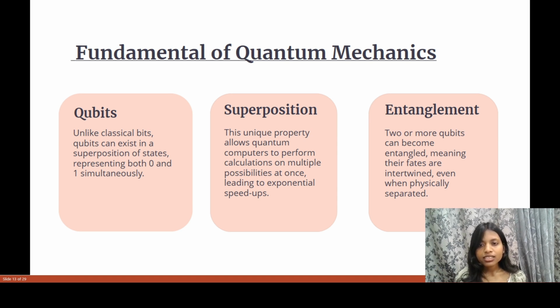Entanglement. Entanglement is a mysterious connection between qubits. If two qubits are entangled, changing one will instantly affect the other, even if they are light years apart. This allows quantum computers to perform calculations in a way classical computers simply can't.